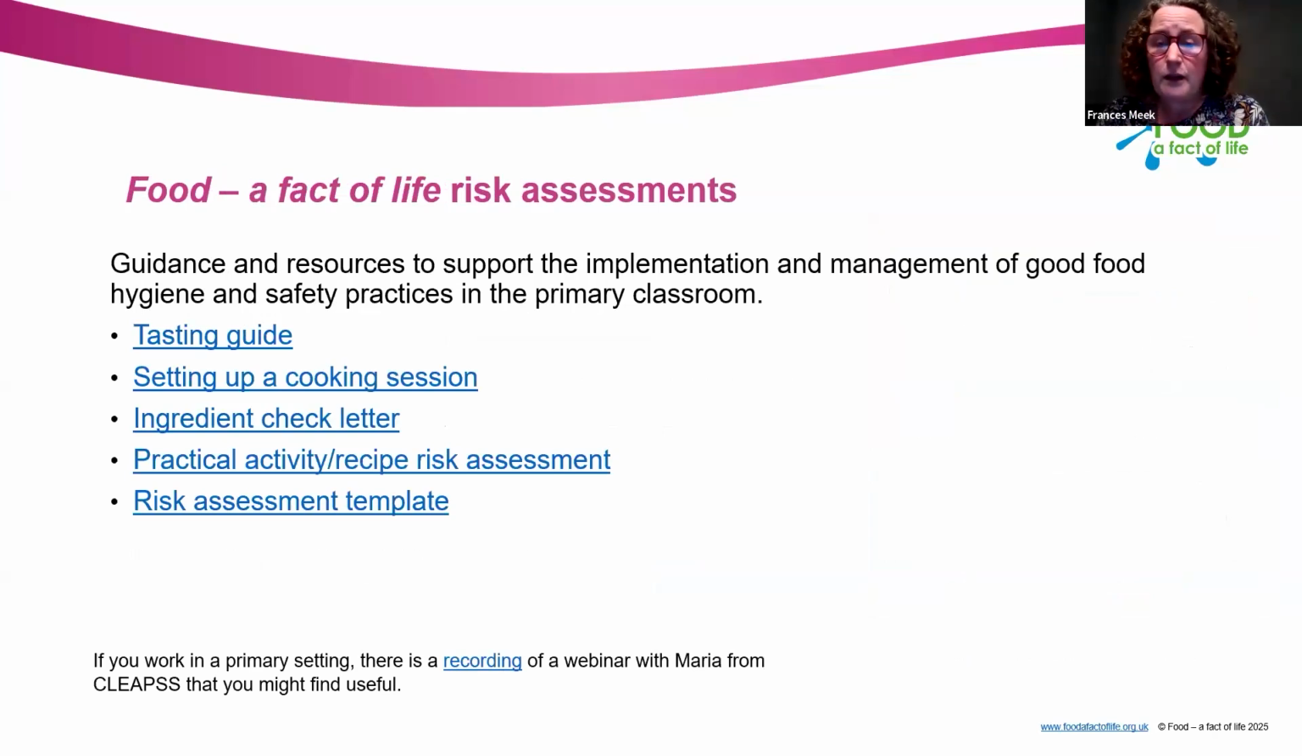Just a little bit about the ones that we've got here, as part of Food a fact of Life. We've got some information around tasting, setting up a cooking session. We've got an ingredient check letter, because it's really important that you find out about pupils' allergies, intolerances, or any other reason why they shouldn't be handling particular foods. We've got risk assessment, so practical activity or recipe. And then we've also got a basic risk assessment template.